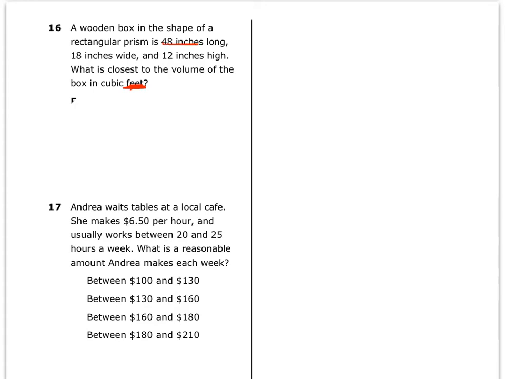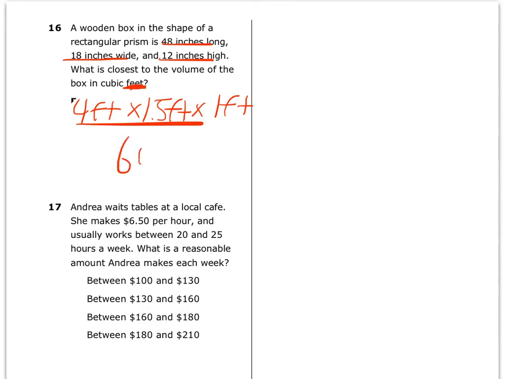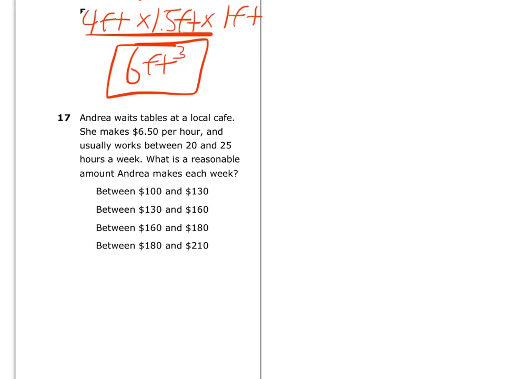All right. So instead of 48 inches long, how many feet is that? 4. Instead of 18 inches, 1.5. Instead of 12, 1. What's 4 times 1.5? Anyone know? 6. It's going to be 6. 6 times 1 is 6, so we've got 6 cubic feet. That's easy. Should be simple, you just got to remember to change it to feet first. Number 17.